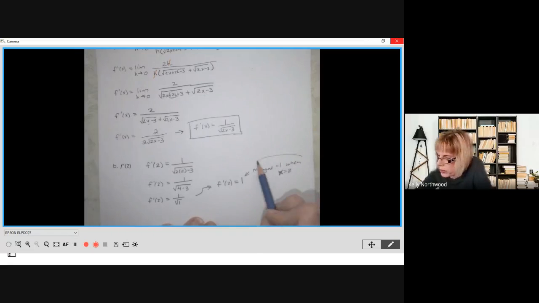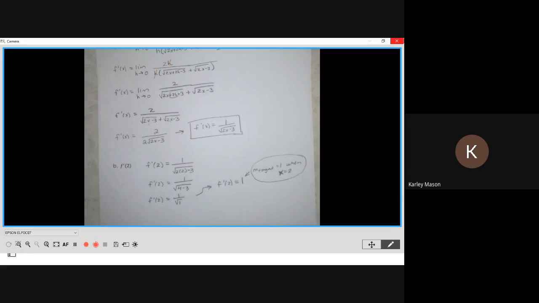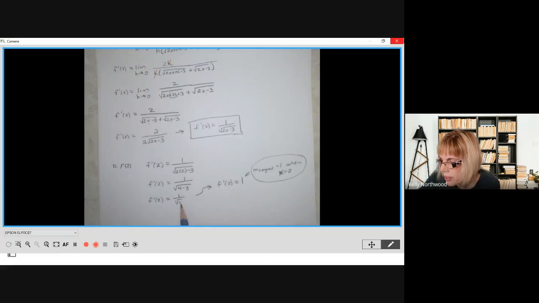This part here, knowing that what it actually means, that the slope of the tangent is 1 when x equals 2, is super important, just for understanding what it is we're doing here. Miss Northwood, why does 1 over root 1 just become 1? Square root of 1 is 1, and 1 divided by 1 is 1.